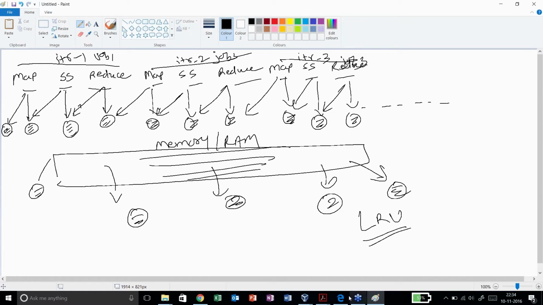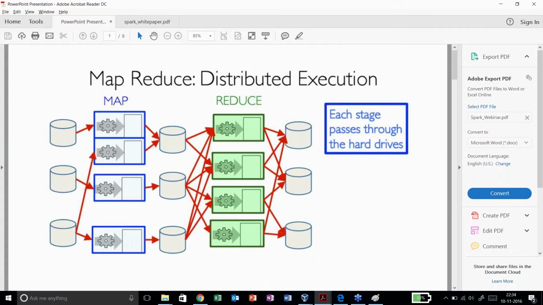All right, and these are some of the slides which back up the claim that I have just made, which is, as you can see, we are reading the data from the disk in the map, and then we are writing the output into the disk.